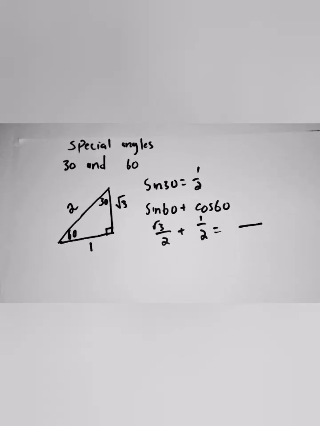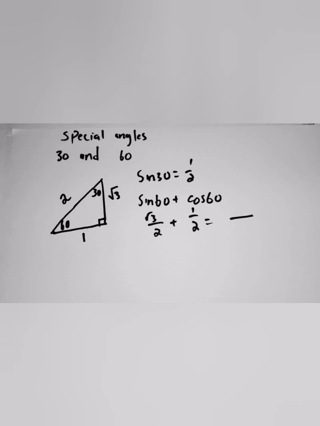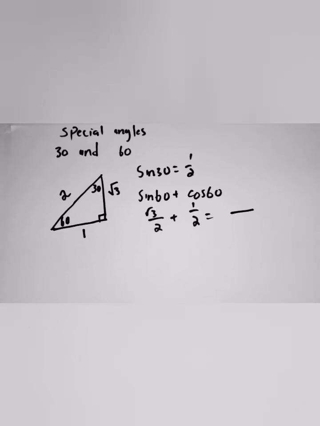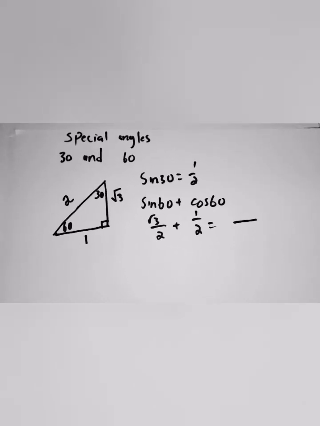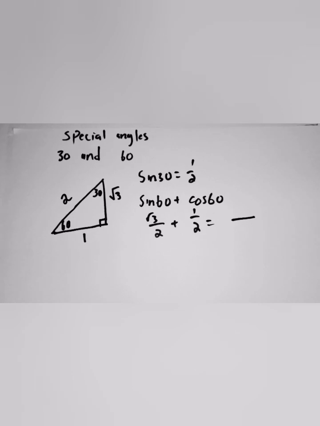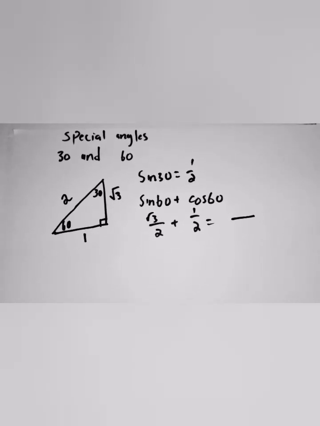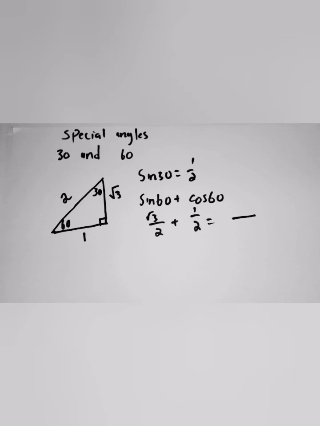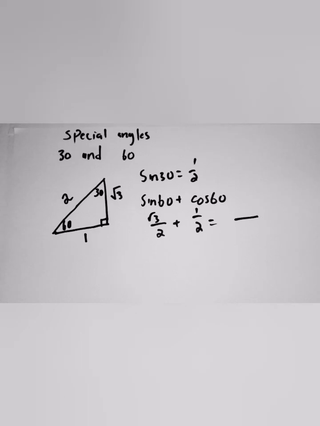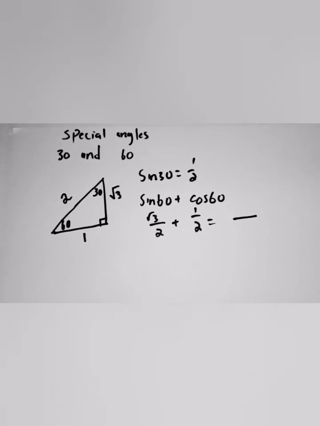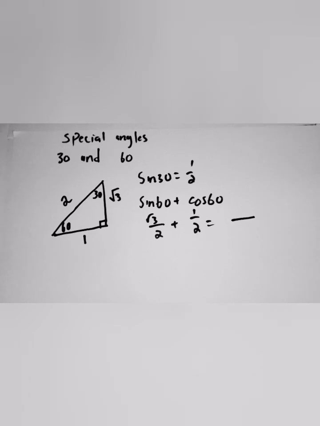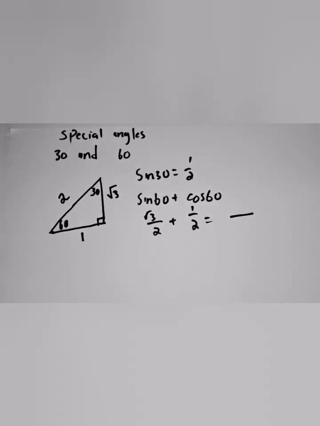So it is very important for you to know how to use the special angles, as we are reducing our trigonometric ratios, as we are doing reduction formula. So we are reducing our trigonometric ratios into special angles. That is why I started with special angles, reminding you guys of 45, 30, and 60.